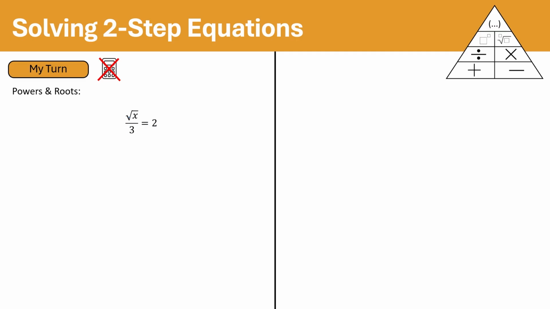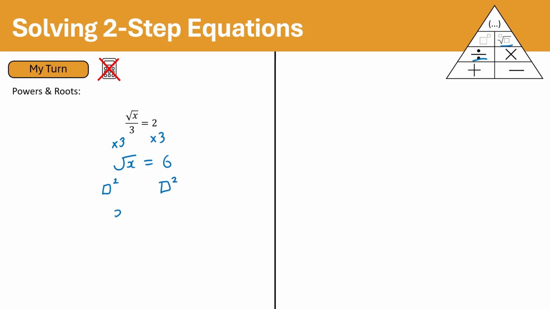Our next example is the square root of x divided by 3 is equal to 2. I've got division by 3, and I've got square rooting going on. I need to undo my division before I undo my square root. So I'll multiply both sides by 3 to start. On the left-hand side, that'll leave me with the square root of x is equal to, well, 2 multiplied by 3 is 6. I want to undo square rooting, so I will square both sides.